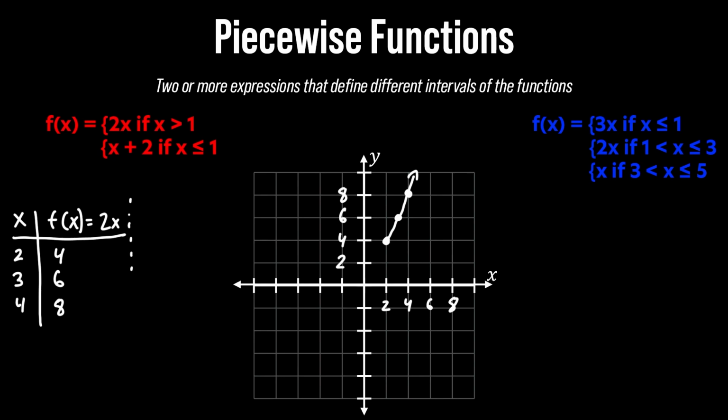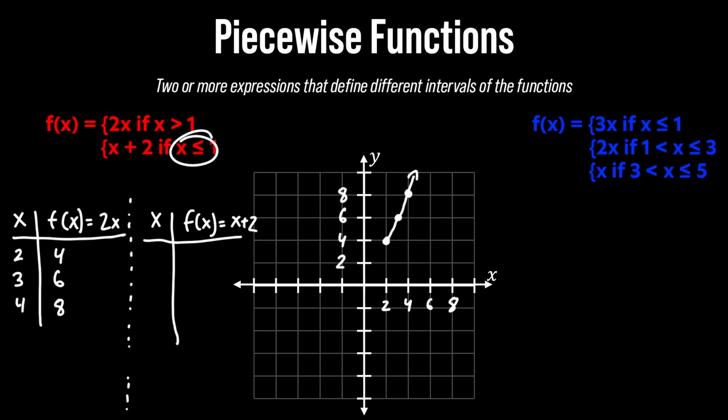Now let's tackle the second expression. We have x, and we have f of x is equal to x plus 2. And the constraint is x being less than 1. So x can be 1, 0, negative 1. Let's do those three first. 1 is going to be x plus 2, which is 3. 0 is going to be x plus 2, which is 2. Negative 1 is going to be 1.